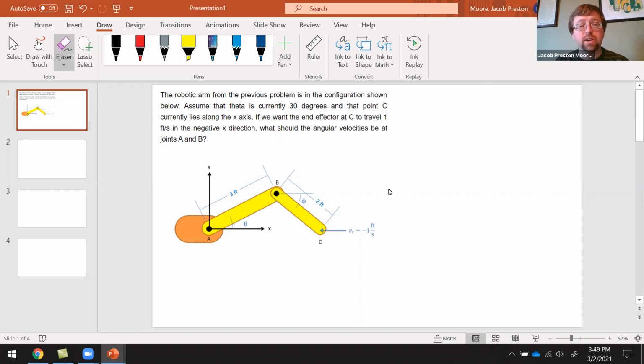All right, so step one in this whole operation is going to be to figure out what is angle phi right here, since it's not given to us. And that's going to be simple enough. We're going to use the y position of point C to figure that out.